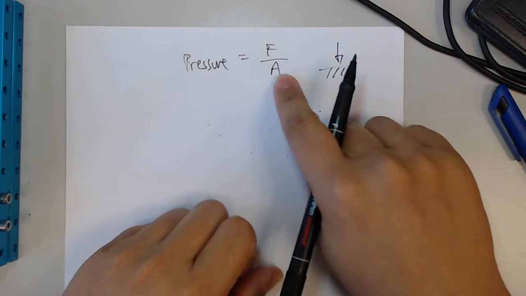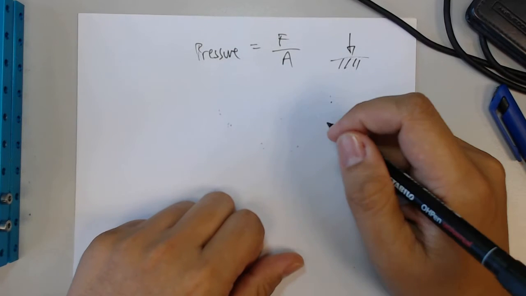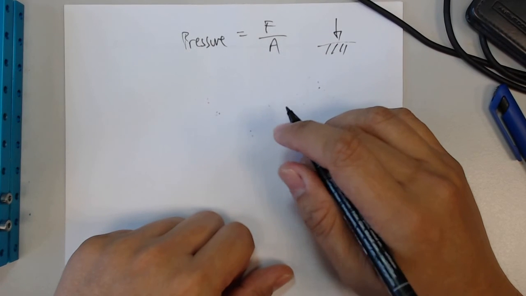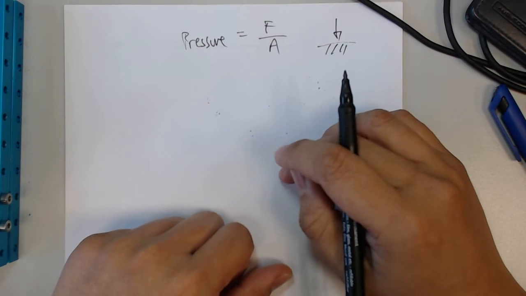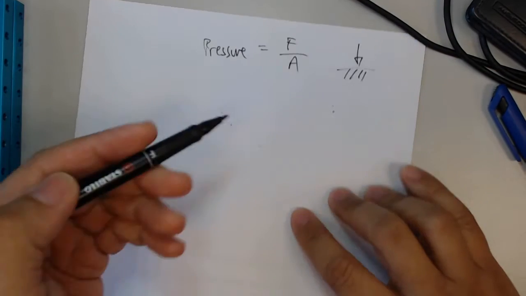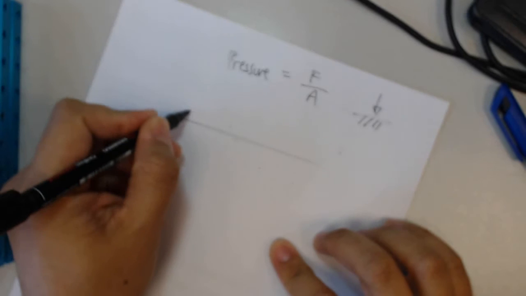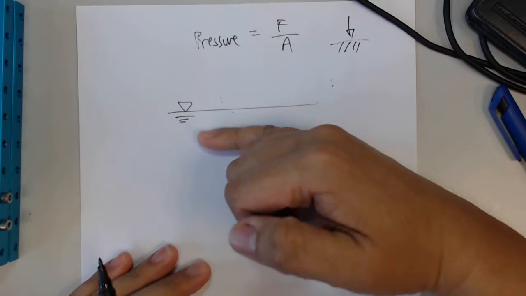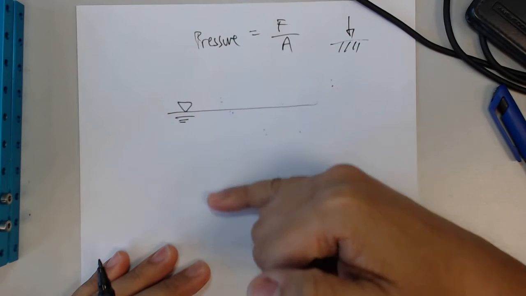So pressure is defined like this. And hydrostatic pressure is also similar. It is the pressure caused by the weight of a fluid that's above you. Okay, so let's take a very brief example. Suppose this is the free surface line. So this is a body of liquid below this line.